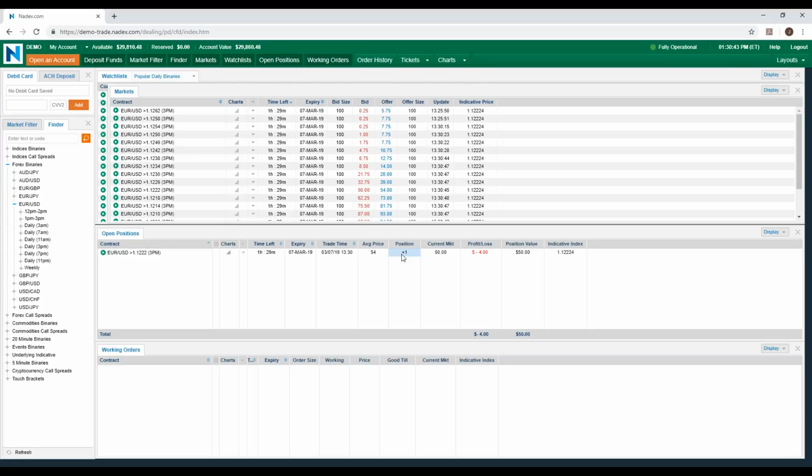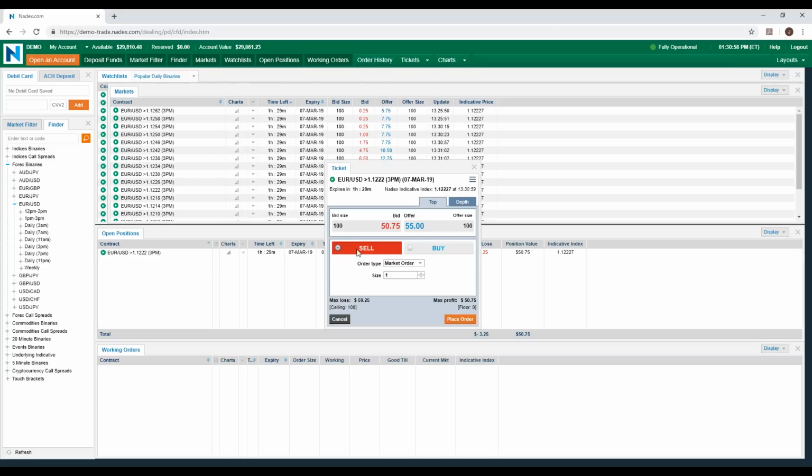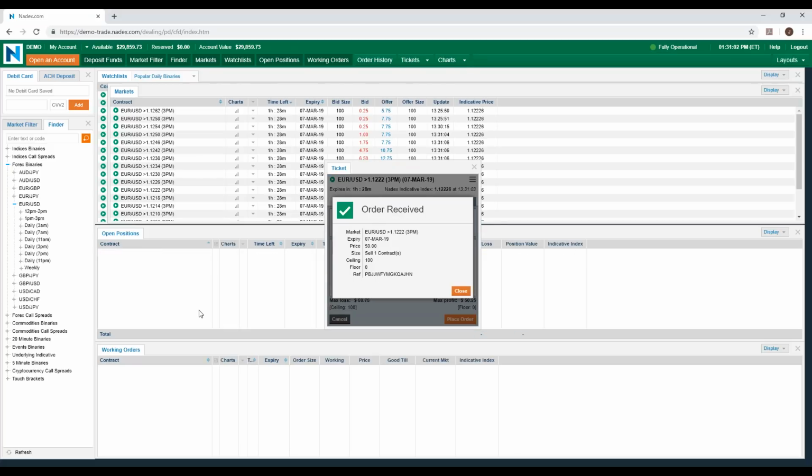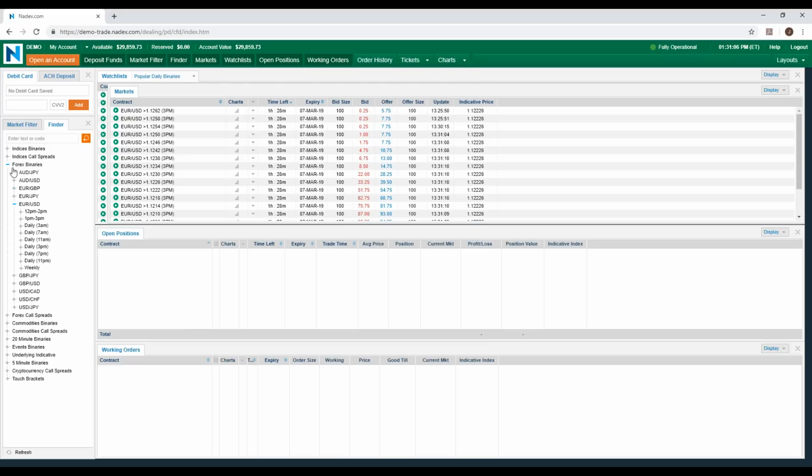Now, what is it? It's a buy, right? I bought it. You can see it's a buy because it says +1. So if I bought it, what do I have to do to get out of it? I have to sell it, right? So if I click it here, the ticket opens automatically marked sell, and I can exit the order, and it's gone. See that? It works the same way with anything else.